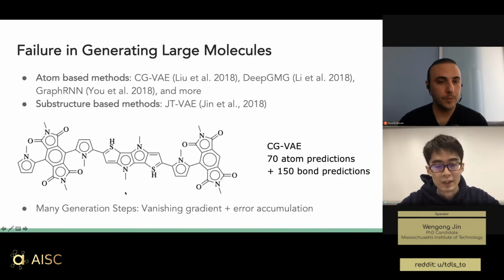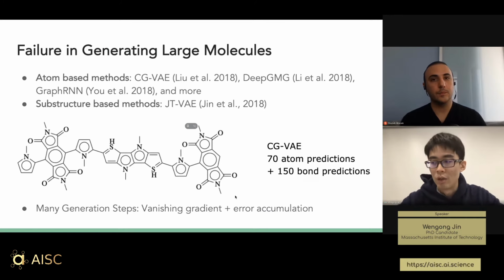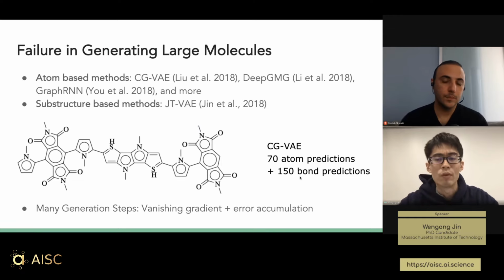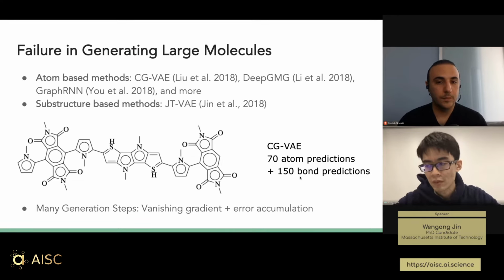Let's look at this molecule for a second. This is taken from a polymer dataset from some chemistry journals. To generate this compound, CGVAE, based on atoms, will take 70 atom predictions plus around 150 bond predictions. Since CGVAE is an autoregressive model, during training you will need to propagate the gradient through this long sequence of generation steps. This imposes a lot of challenges, such as vanishing gradients and learning stability.